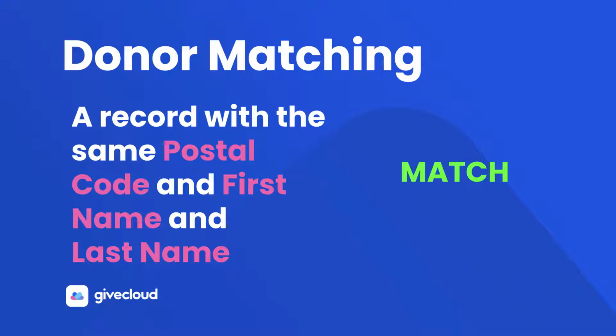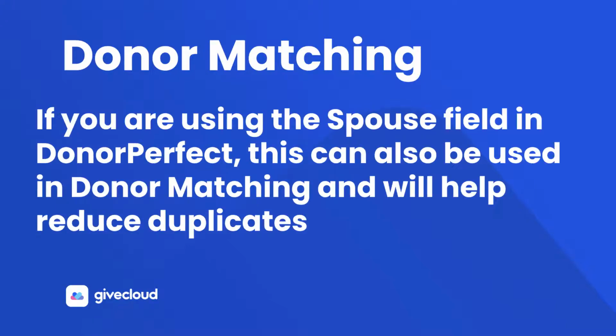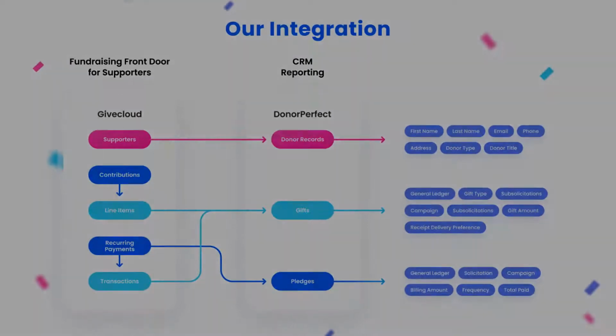If a match is found, Givecloud will record this donor ID on the account in Givecloud, so no lookup is needed going forward. If no donor record exists though, Givecloud will use the information provided on the account to create a new donor record in DonorPerfect, and then record the donor ID on this account in Givecloud. If you are using the spouse field in DonorPerfect, that can also be used in donor matching and will help reduce duplicates.